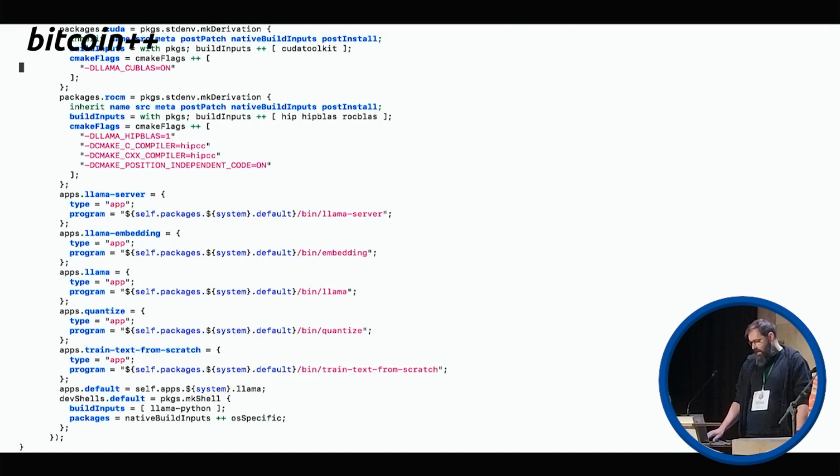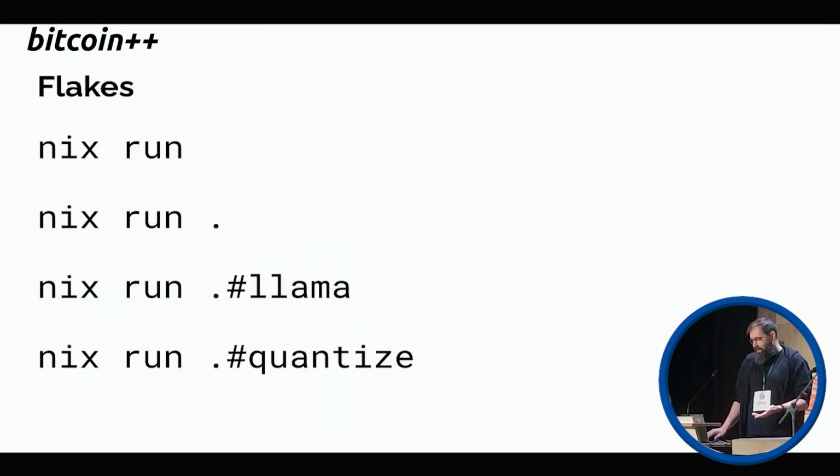And with that, you can use commands like this. So nix run is basically the same as running nix run dot, which says, hey, look in the current directory, figure out if there is a flake.nix file, and run whatever the default program is.